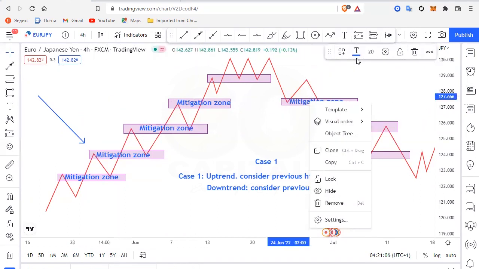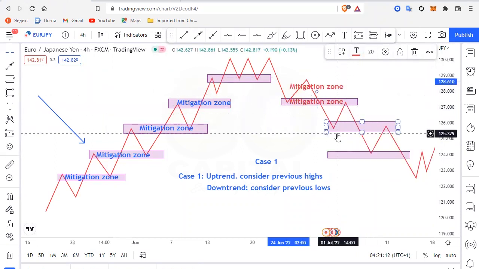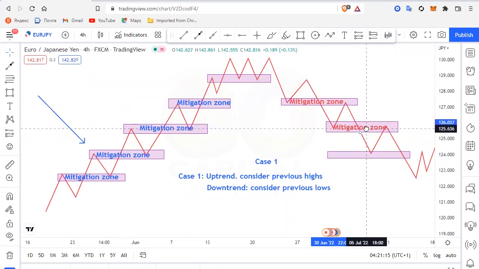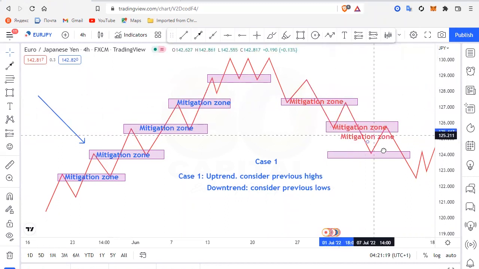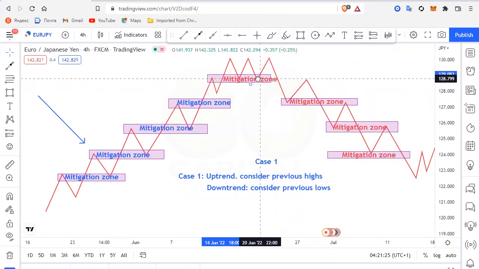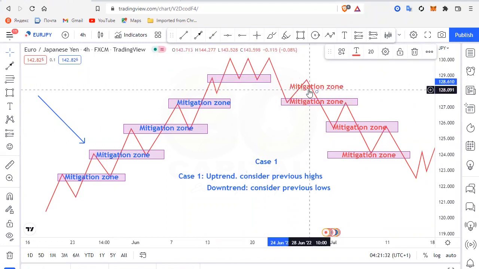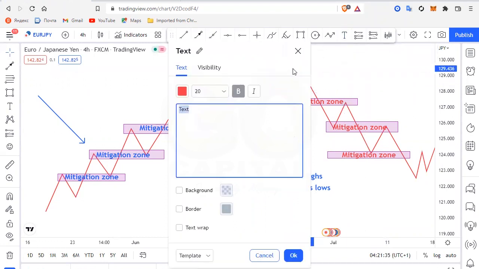In this case, let me change it to red. All right, mitigation zone. Possible change. Same.